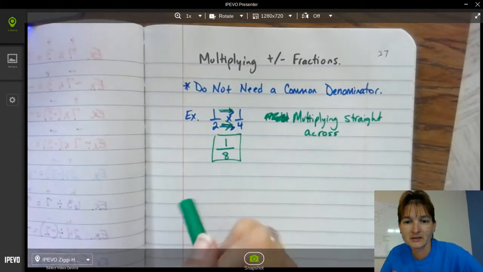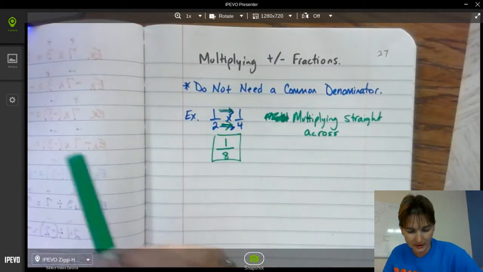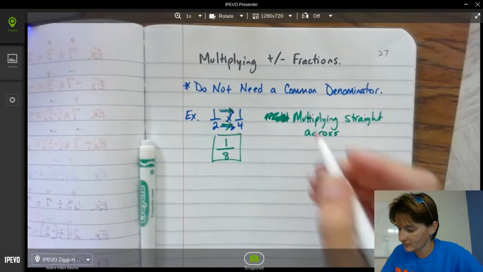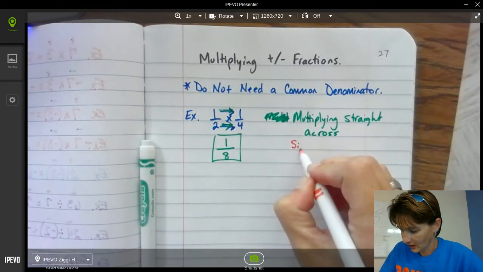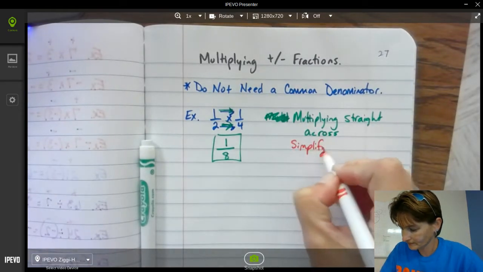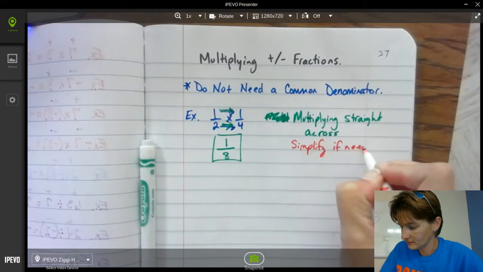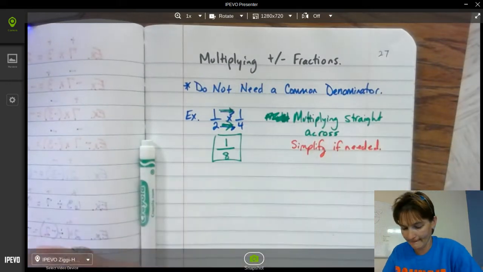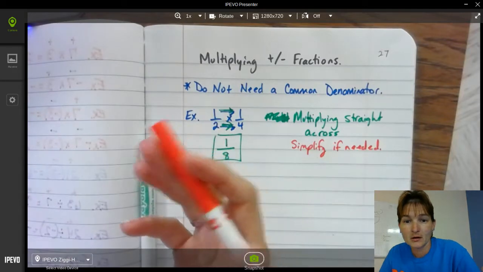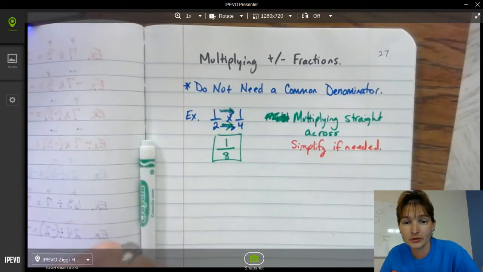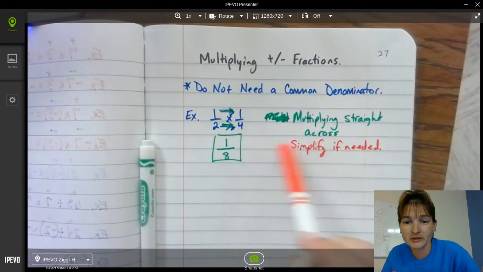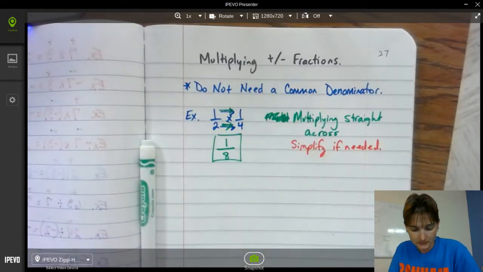If for any reason you would need to reduce at this point, that would be the next step. So you would simplify if needed. All right. So multiplying fractions, you don't need a common denominator. The first step is to multiply straight across and then simplify if needed.